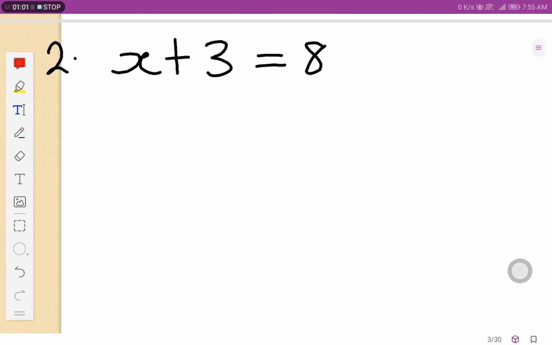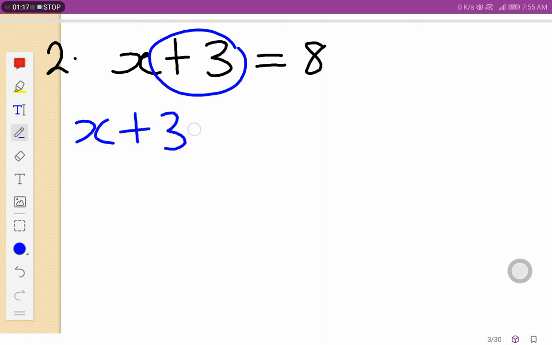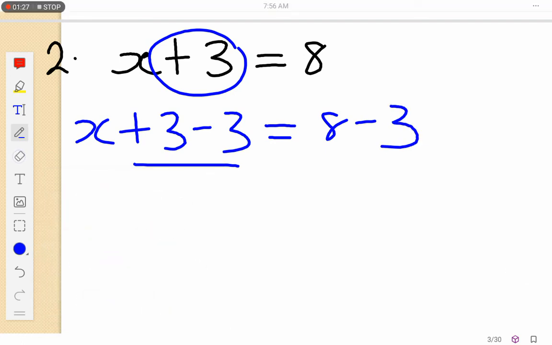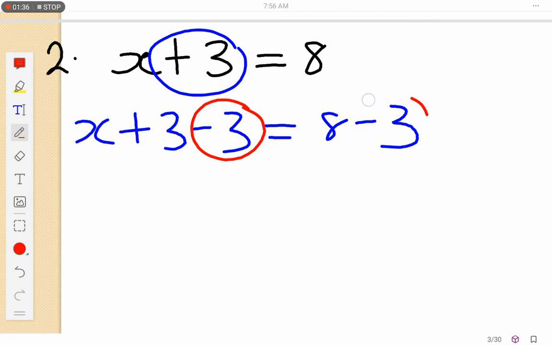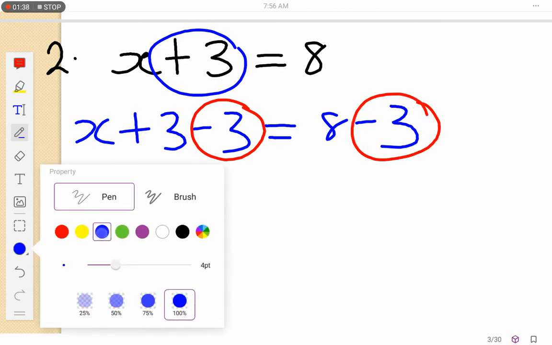Okay, this question now, to get the value of x, I have to remove this from this side. So to remove this plus 3, to get a 0 there, I'll say minus 3. So I'll have x plus 3 minus 3. Okay, so what I do on this side, I also do on the right side. So I'll have 8 minus 3. What I've simply done here is added minus 3 here and also minus 3 that side. So it is now a balanced equation.